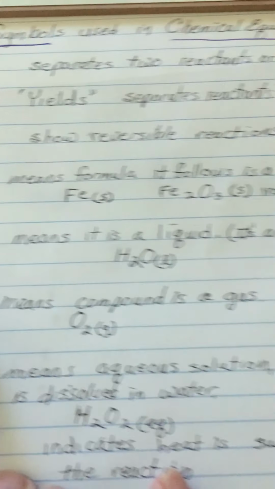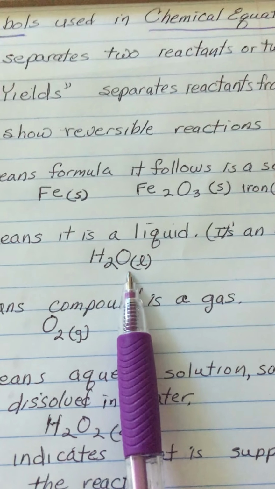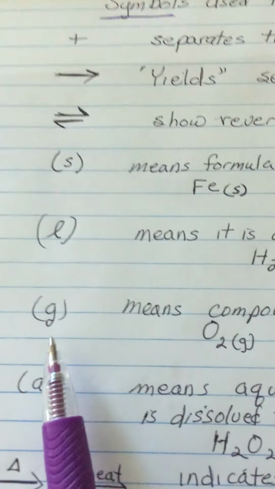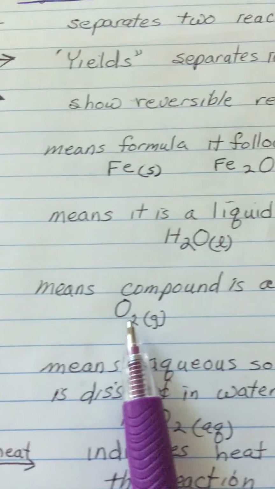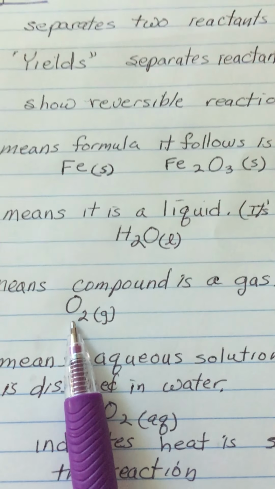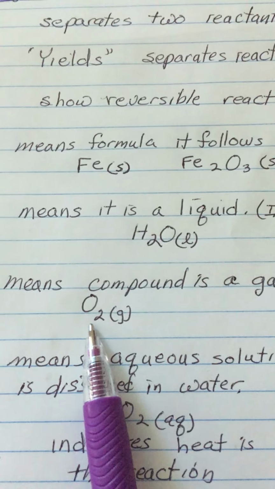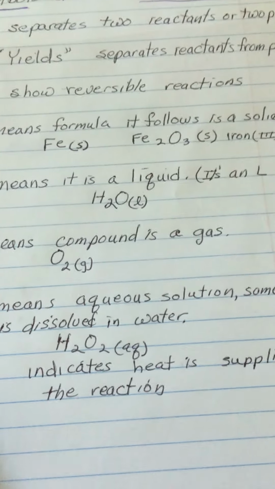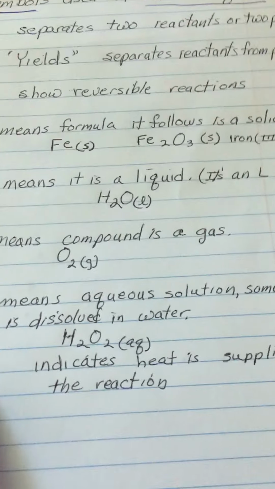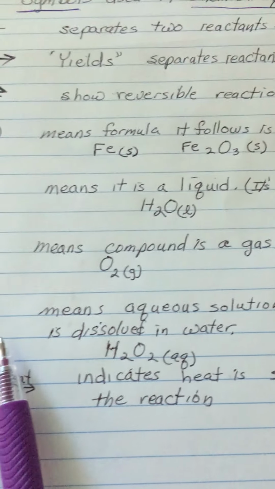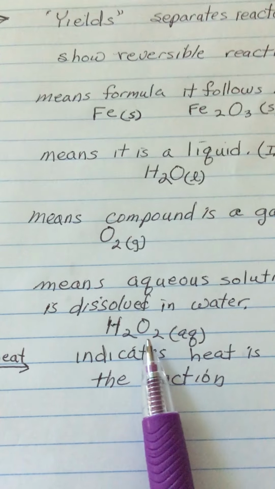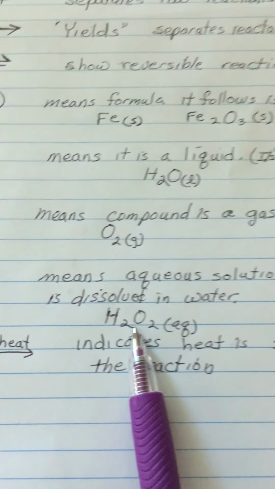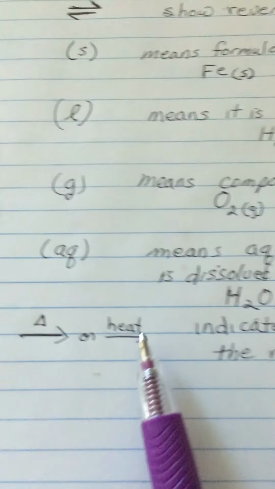L means it's a liquid, so we would write that after H2O. G means it's a gas, so we would write it after oxygen because we know oxygen's a gas. AQ means aqueous, solution, something that is dissolved in water. So H2O2, which is peroxide, is an aqueous solution.